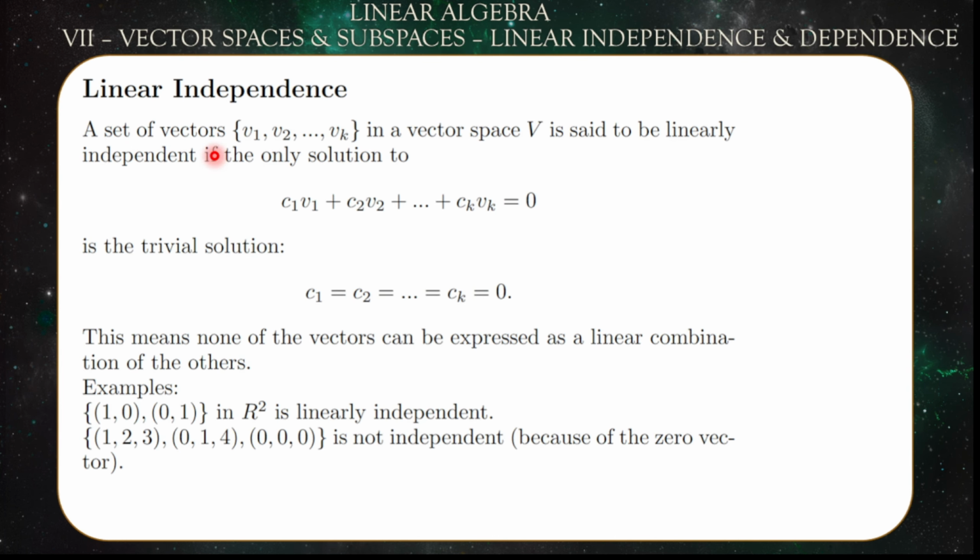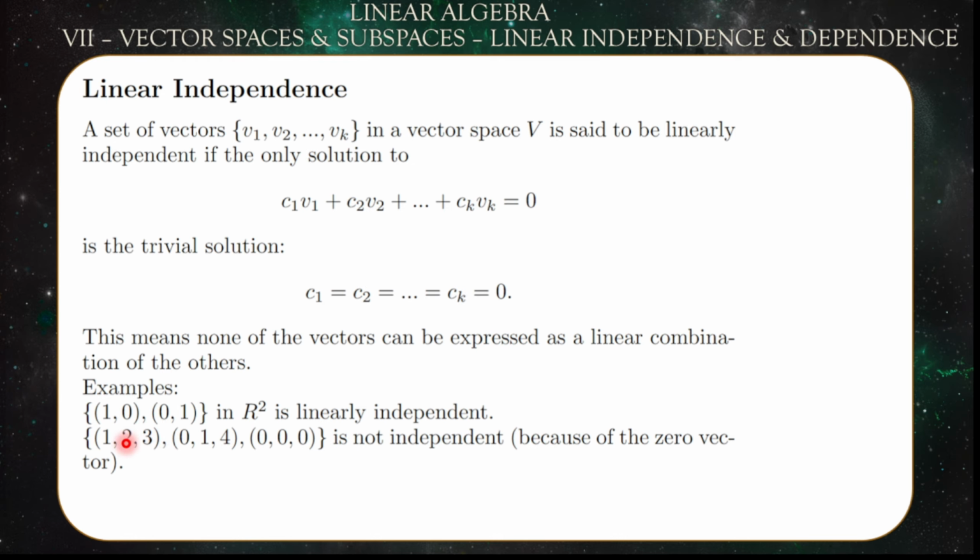Linear independence: a set of vectors v1, v2, all the way to vk in a vector space V is said to be linearly independent if the only solution to c1 v1 + c2 v2 + ... + ck vk = 0 is the trivial solution c1 = c2 = ck = 0. This means none of the vectors can be expressed as a linear combination of the others. Examples: (1, 0) and (0, 1). They are completely independent. This is called linear independence. And this is R2, meaning you have the dimension of 2, or 2 elements only.